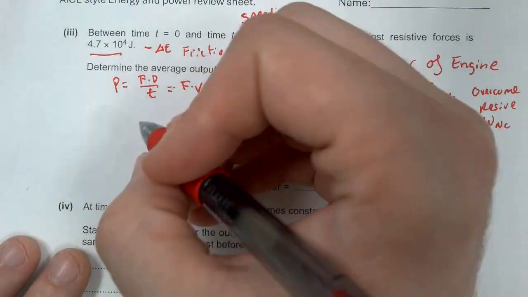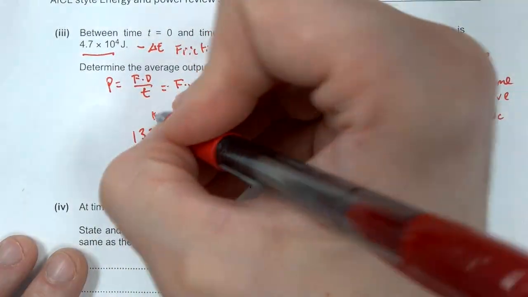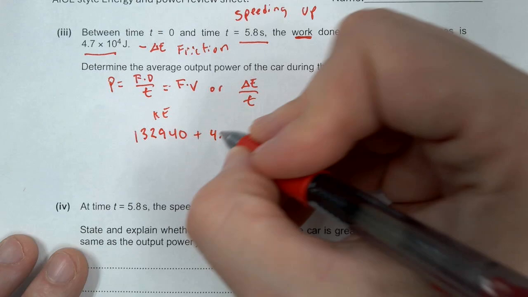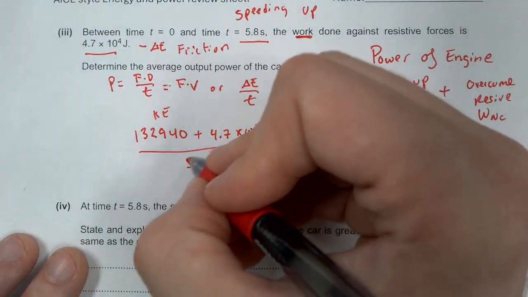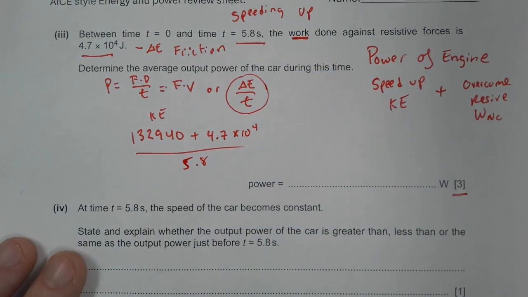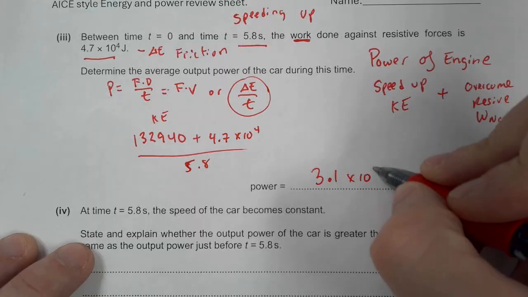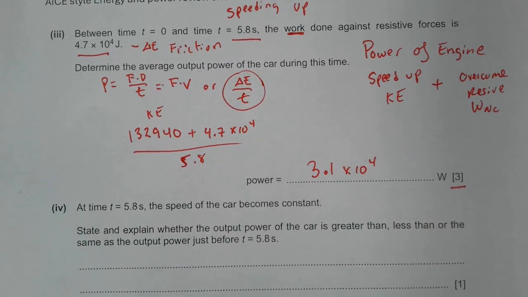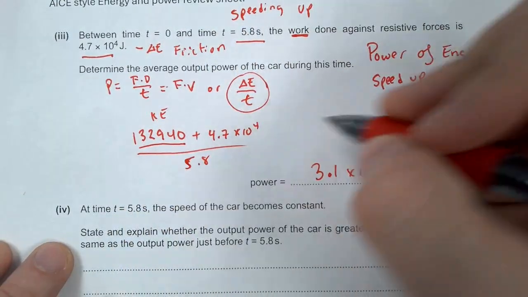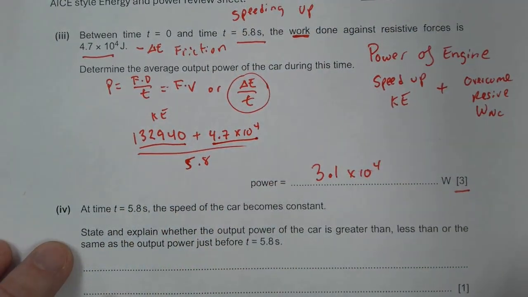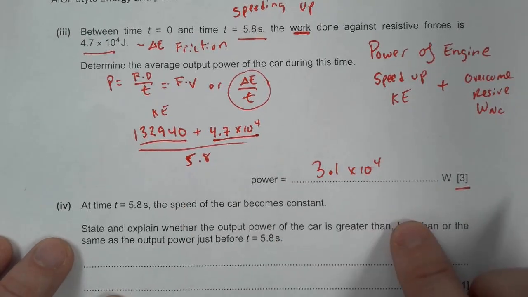So we really just have to add the answer from the last time, the kinetic energy, and the work done that friction slowed us down by, and we divide by time. Change in energy divided by time. If you do that, you get something close to 3.1 times 10 to the fourth. So again, our engine had to gain us that kinetic energy and overcome the work of the resistive forces, and then we divide by time.